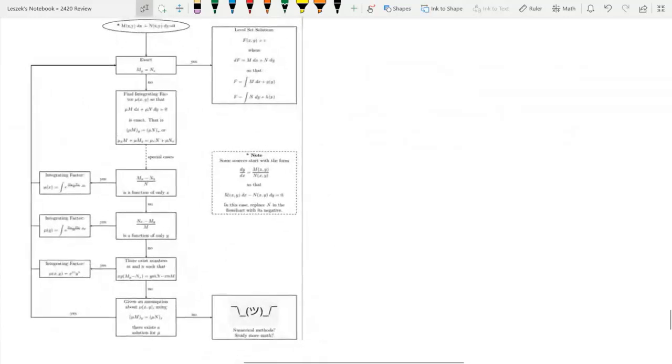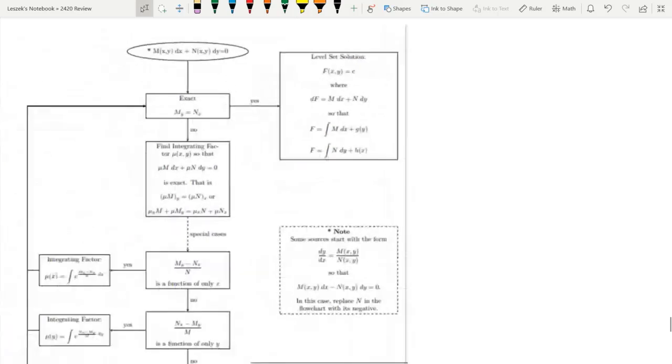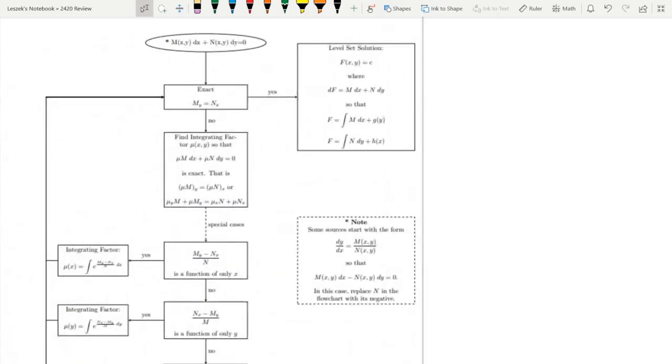So the other way of looking at these differential equations is kind of in this differential form, where we have some function of x and y multiplying dx. So that's a differential. And then some function of x and y multiplying dy, and that's equal to 0.